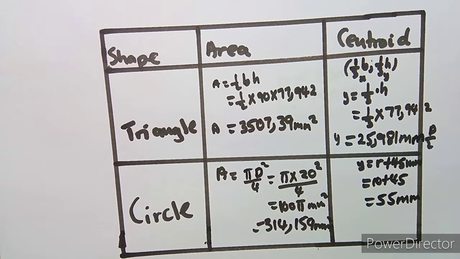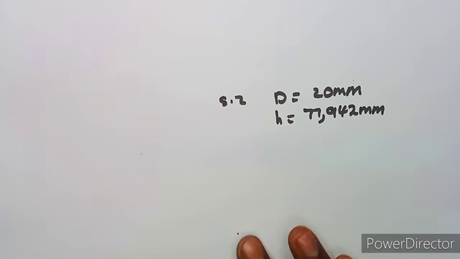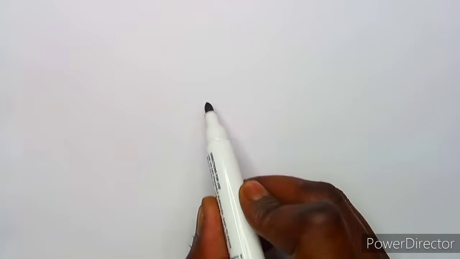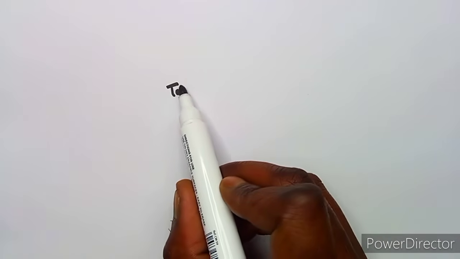Now that we have this, how is it going to help us? Remember I said you're going to take moments about the x-axis. For you to have the value of y, it depends on which method. Let me just explain both of them in this video at once. The first method, which we have used, is to use moments. We said we are going to take moments about the x-axis.